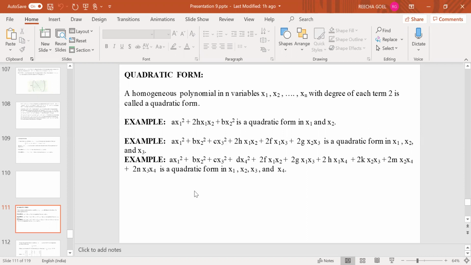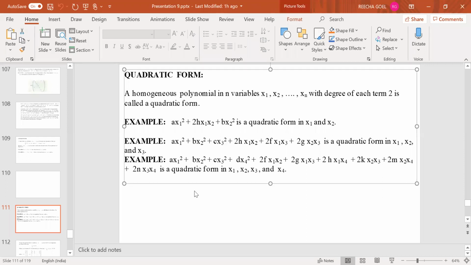x1, x2. Even the simplest form would be x1 square plus x2 square. That is also a quadratic form in x1, x2. And likewise, in three variables, a x1 square plus b x2 square plus c x3 square plus 2 x1 x2, x1 x3, x2 x3, that is their multiplication. But the sum total of degrees of the various variables must be 2 only. So that is another example of a quadratic form.